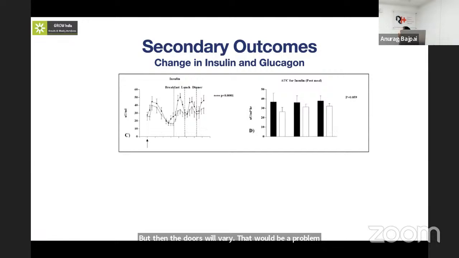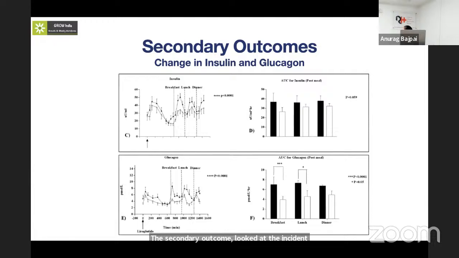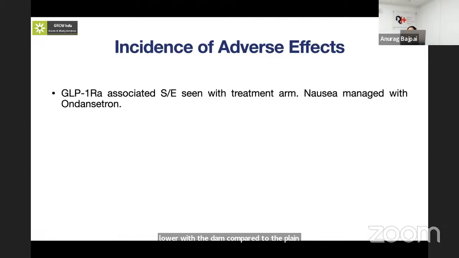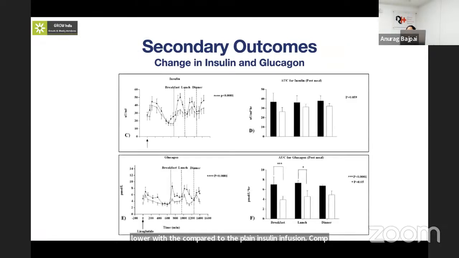The secondary outcome looked at the insulin requirements, which were found to be lower with the liraglutide arm, and the glucagon levels, again, which were found to be lower with the liraglutide arm compared to the plain insulin infusion pump arm. So basically what you're trying to say is that because you're giving a GLP-1 receptor analog, you have got decreased gastric emptying. You've got a lower amount of glucagon. That's why your postprandial rise is less. So which makes sense because now when we talk about giving basal insulin also, we are combining it with a GLP-1 receptor analog. So these are the concepts we are coming up on.